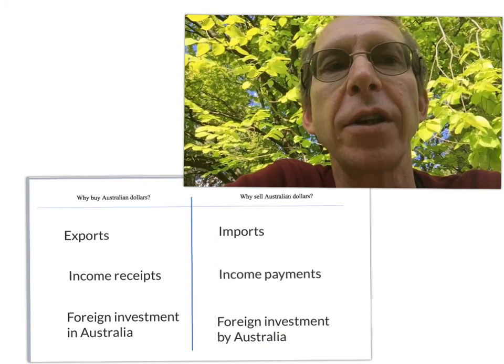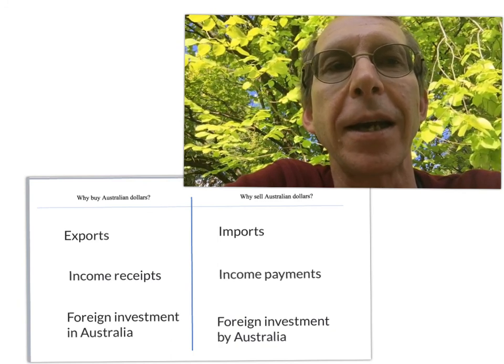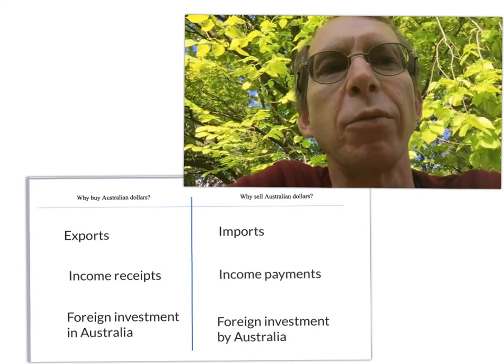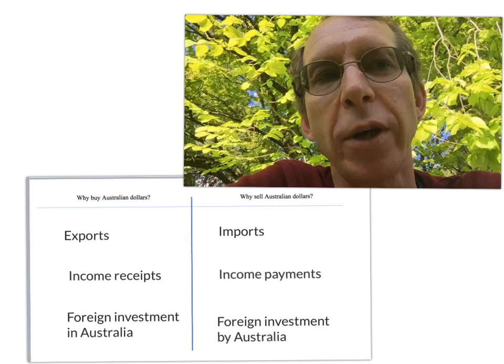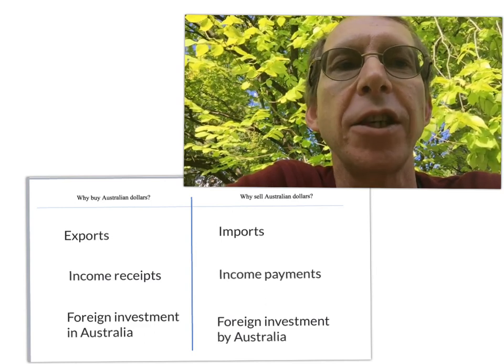The current account, the balance of trade, and the capital account, because they fall out of what we've already done. But that's for next time. Looking at the foreign exchange market, that's in 2 videos' time.